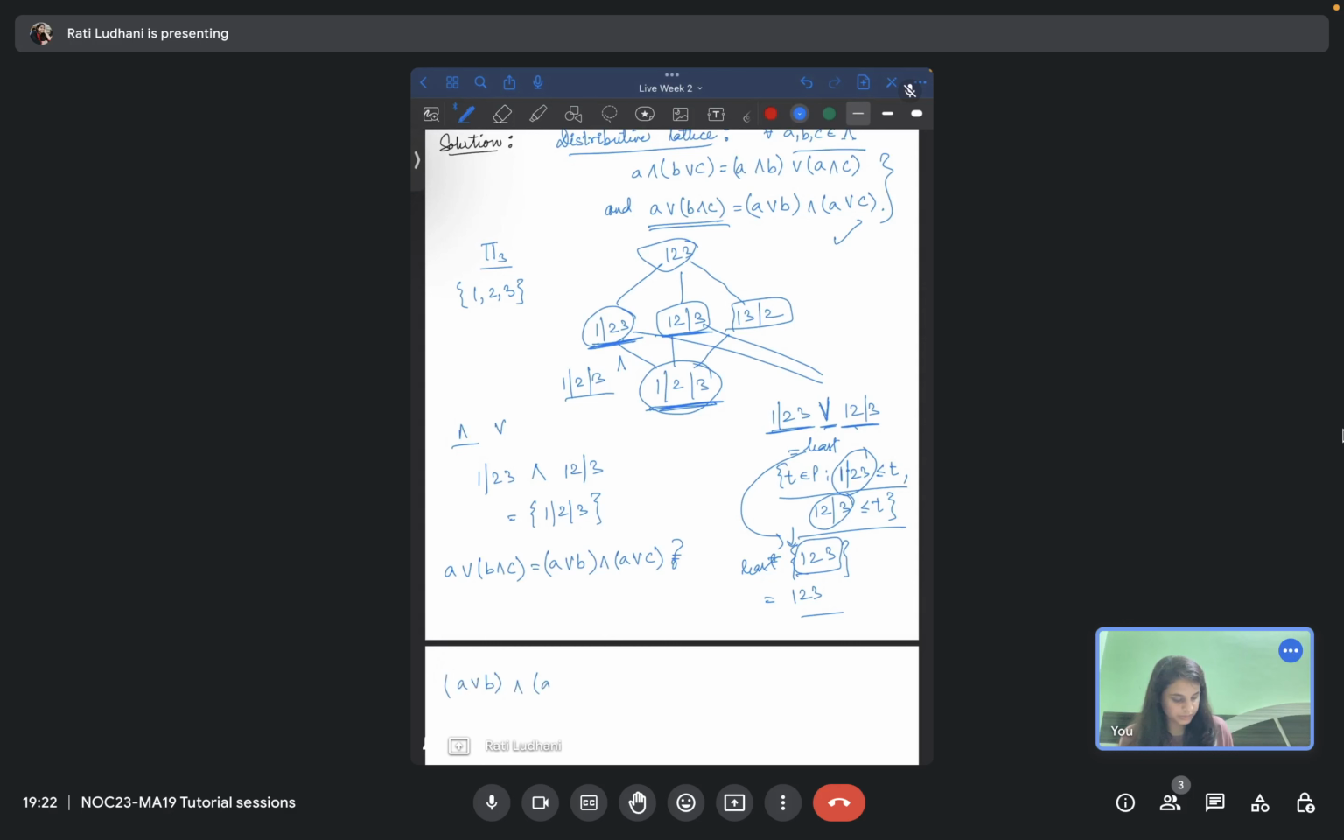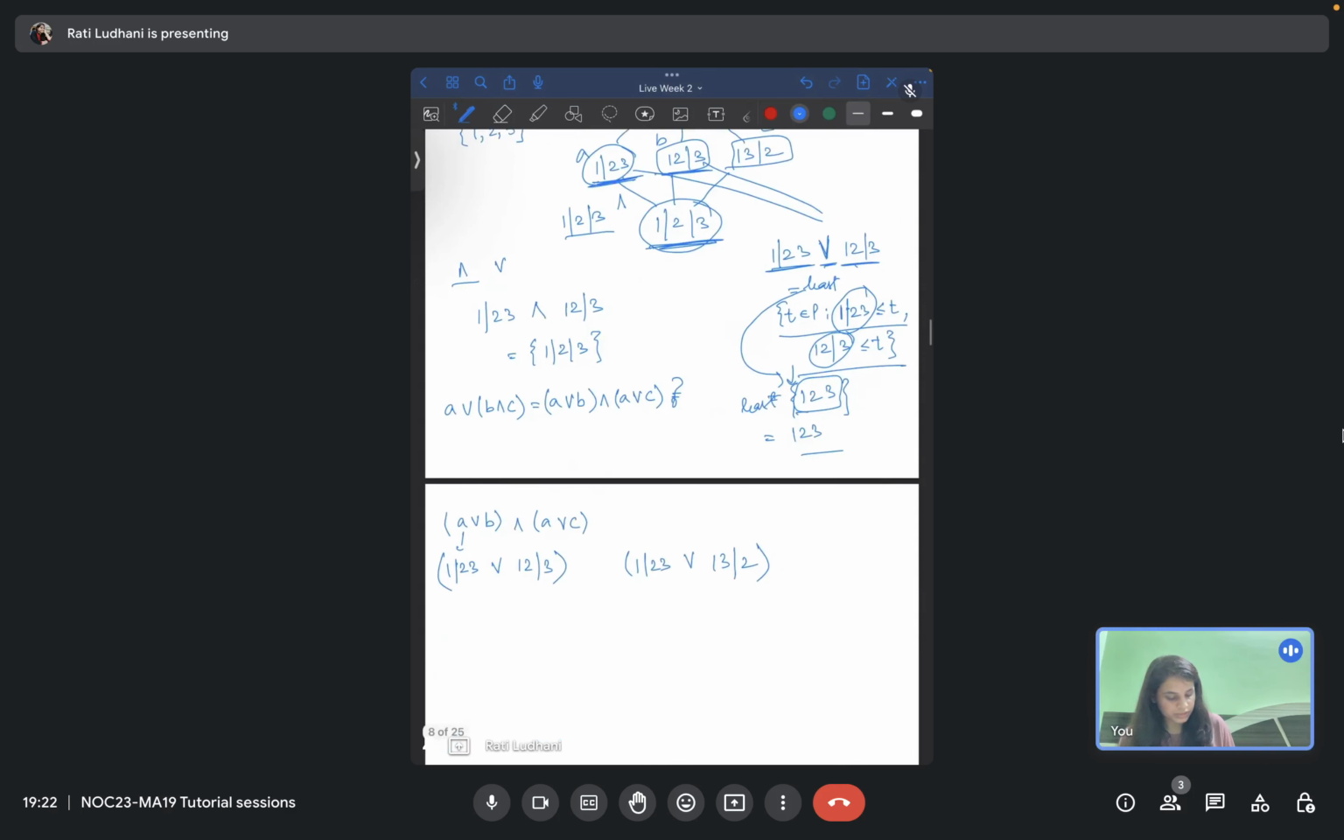For example, in this situation, if you take A to be 1 2 3 and B to be 1 2 3, and on the other side you take 1 2 3 and you take 1 3 2, so you are taking this to be A, this to be B, this to be C. Now you are trying to get the meet of this. Firstly, what will be the value for the join of these two elements?